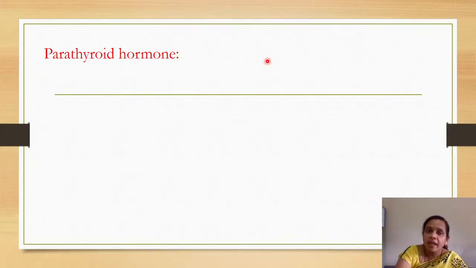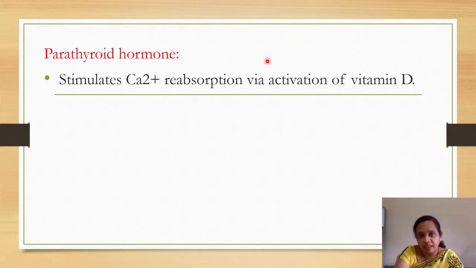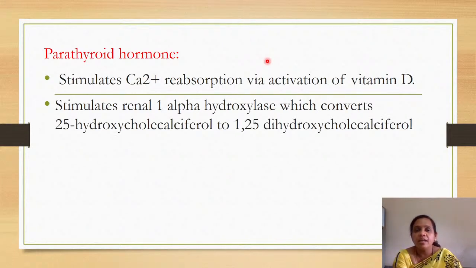Next, parathyroid hormone. It also influences the absorption of calcium. How does it influence? It stimulates calcium reabsorption. It doesn't have any direct effect, but it helps in reabsorption of calcium by activating vitamin D. So what will it do? Vitamin D is present in the form of cholecalciferol, and in the body it is activated to form 1,25-dihydroxy cholecalciferol. 25-hydroxylation occurs in the liver, and hydroxylation at the first position occurs in the kidneys. The enzyme that is required is 1-alpha hydroxylase. The renal 1-alpha hydroxylase synthesis is much more activated by parathyroid hormone. So parathyroid hormone indirectly helps in activating vitamin D.